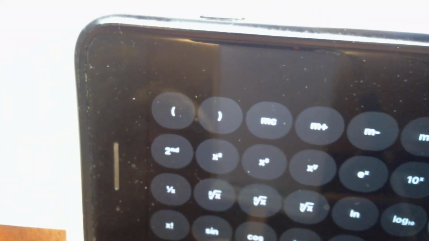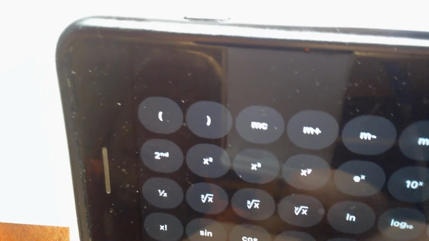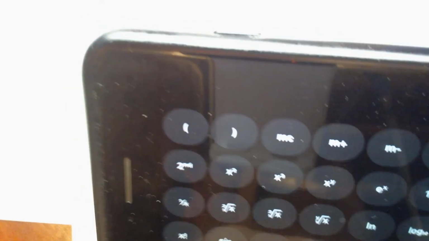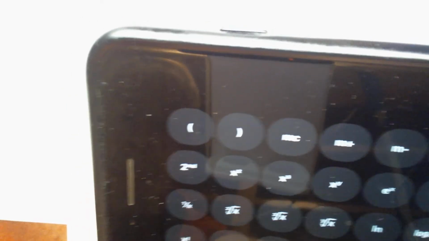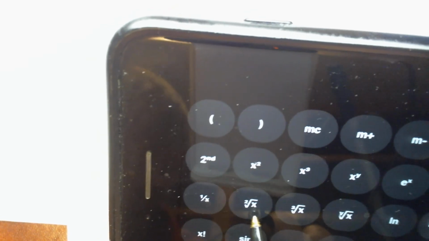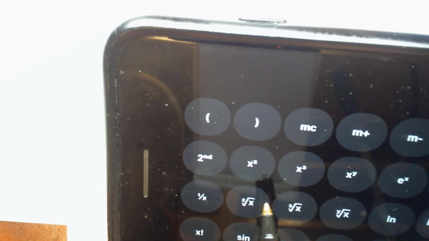It's hard to get a focus on that. But anyway, there you see it. There you see the square root function, right here. Okay. Here's the square root key. So you input a number like 17 and then touch this key and then the answer will appear.